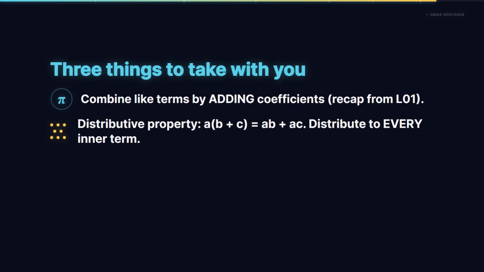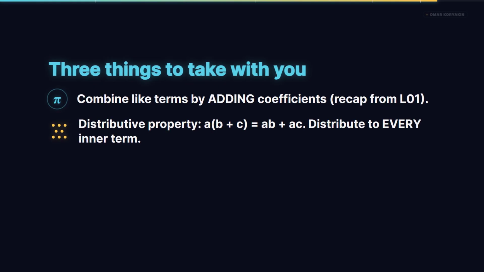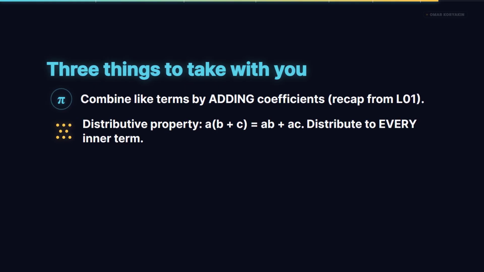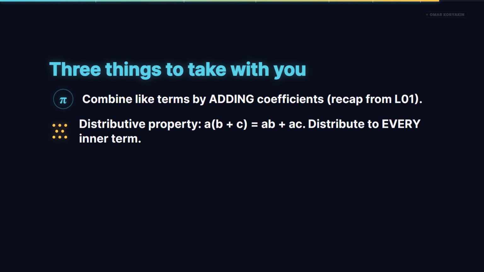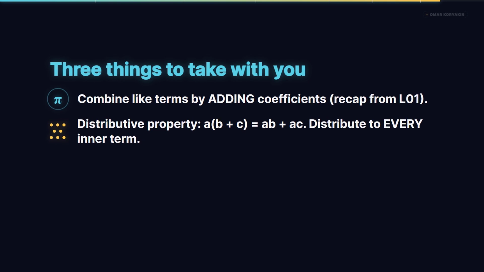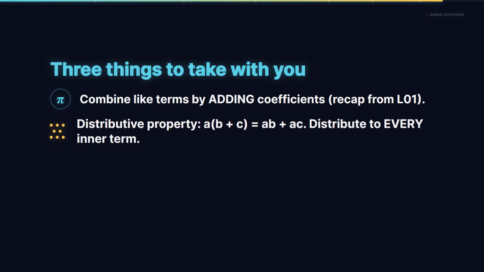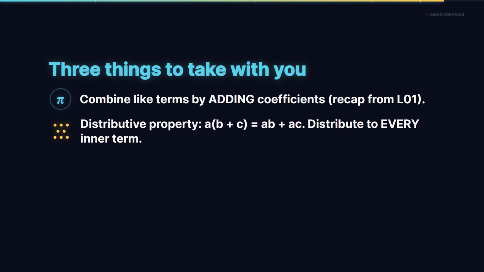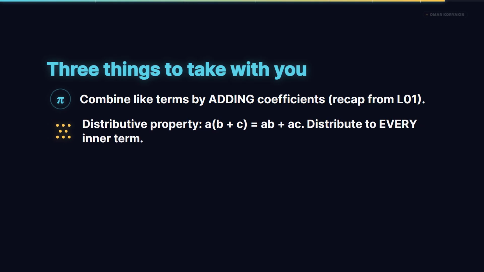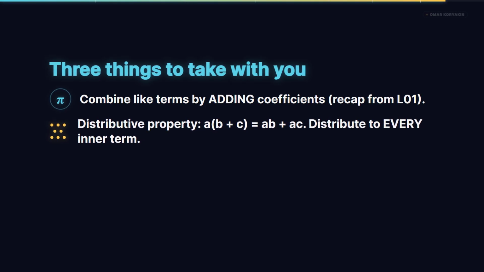Second, the distributive property says a times the quantity b plus c equals a times b plus a times c. The factor outside the parentheses reaches every term inside without exception. Always check that you distribute it to every term, and always carry the sign of the outside factor and the sign of each inside term through the multiplication carefully.